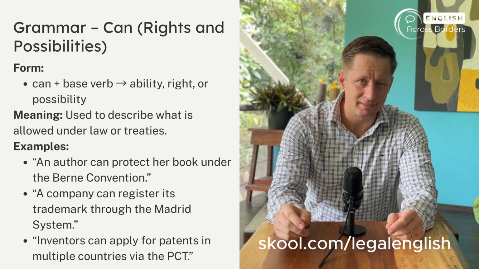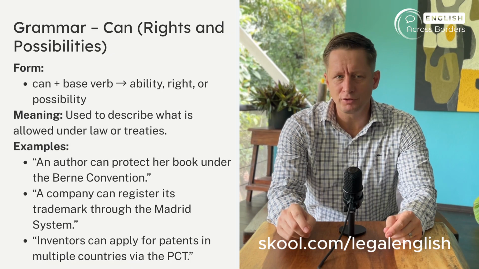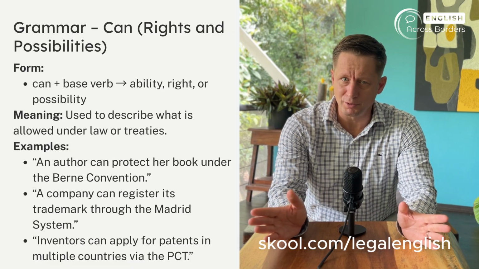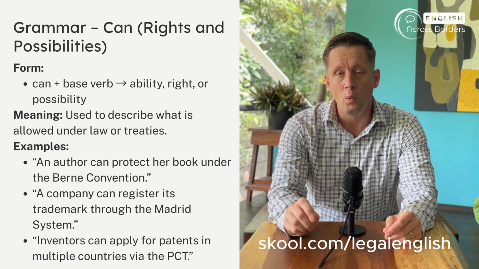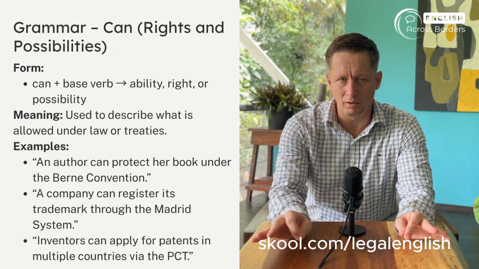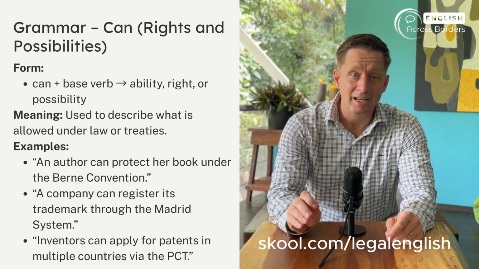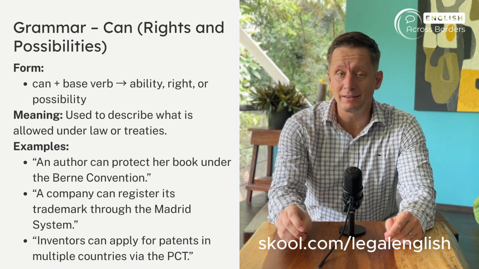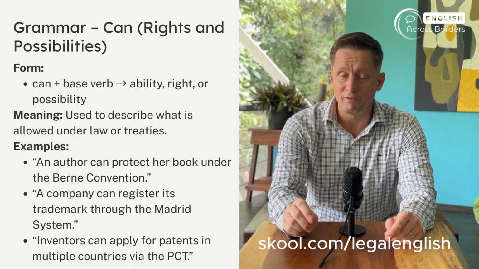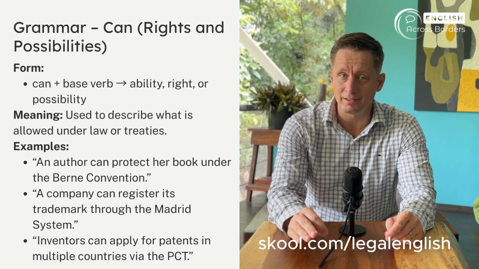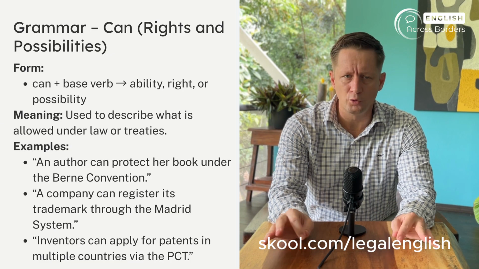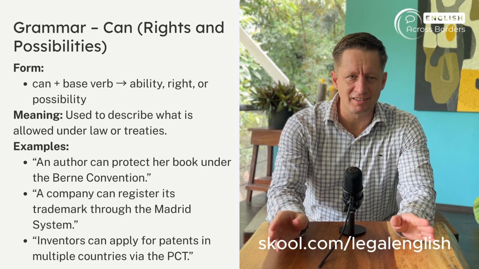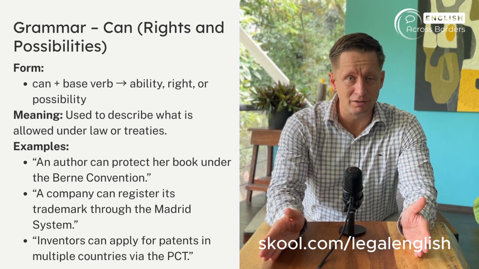The second example, a company can register its trademark through the Madrid system. Instead of filing in 20 countries separately, one application can cover them all. Third example, inventors can apply for patents in multiple countries via the PCT, the Patent Cooperation Treaty. This simplifies protection worldwide.